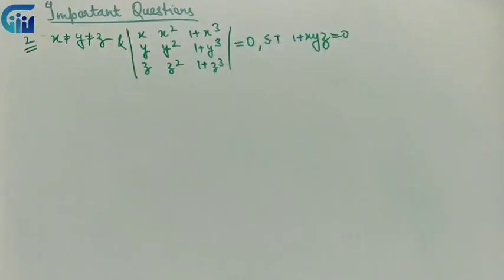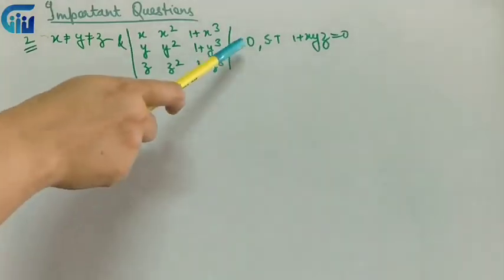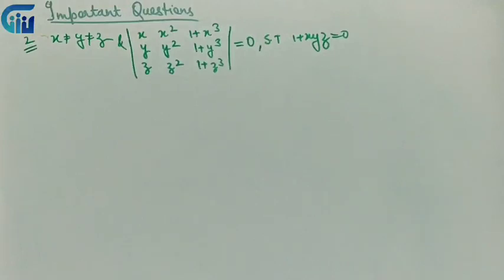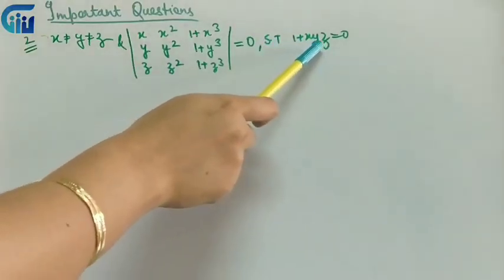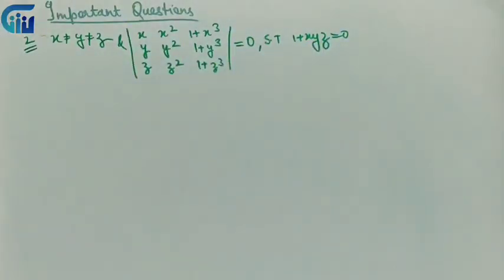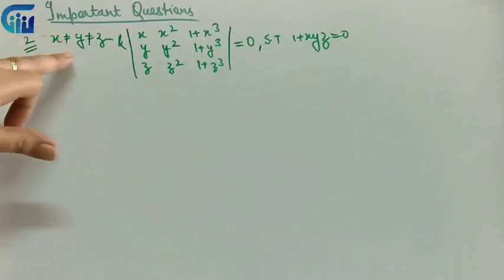Next very important question. This is also one of the solved examples of NCERT. Very important question, often asked for 6 marks. What is given in the question is x, y, z are different from each other and the value of the determinant is given to be 0. Now what we are supposed to do is we have to show that 1 plus xyz is equal to 0. So let's proceed. We have to keep this thing in mind.